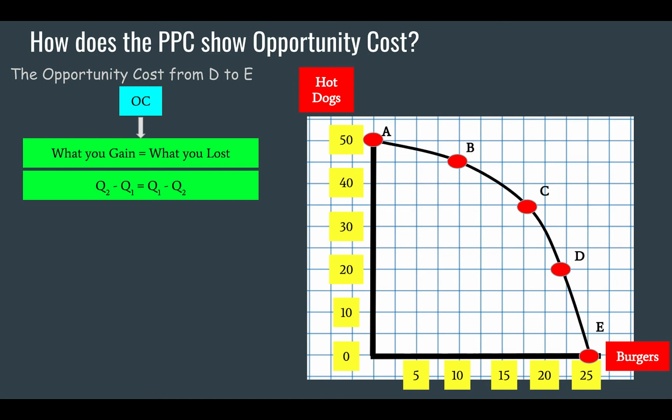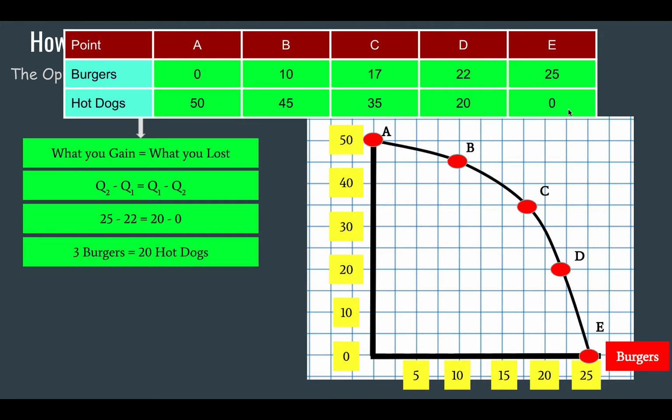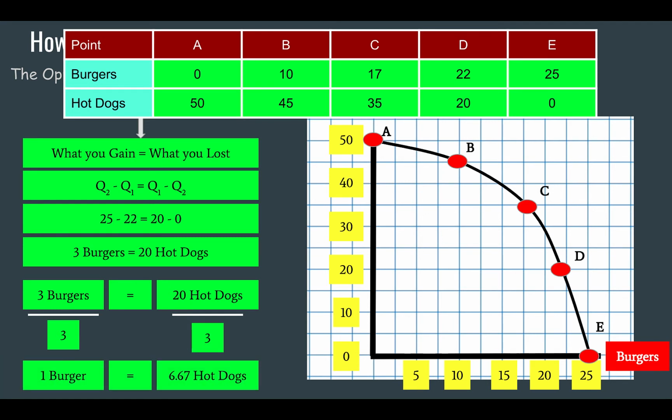And what we've got is moving from D to E. So again, what do we gain? Well, we've moved from 22 burgers to 25. So that's a gain of 3 burgers. But we've moved from 20 hot dogs down to 0. So that's a loss of 20 hot dogs. So basically what we have to do now is find the per unit opportunity cost of burgers. We have to divide both sides by the number before the burgers, and we find that to produce one more burger, going from D to E, it's going to cost us 6.67 hot dogs.